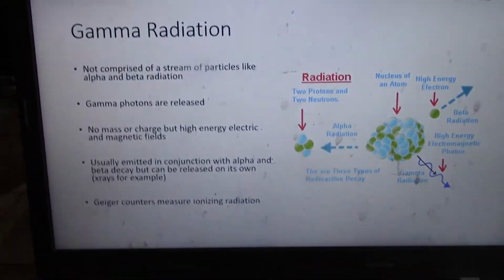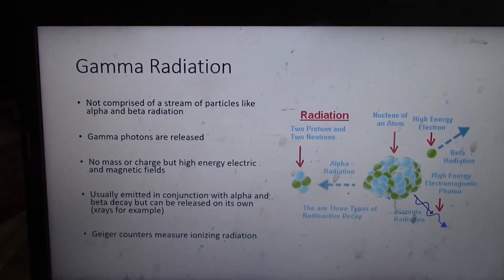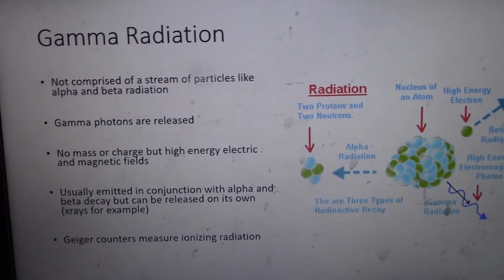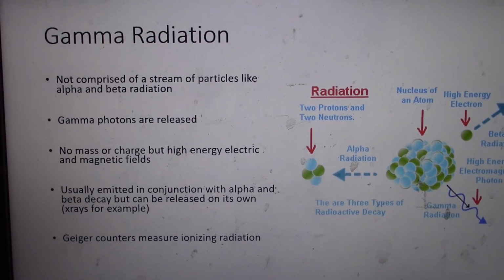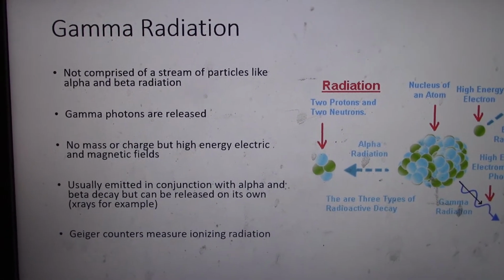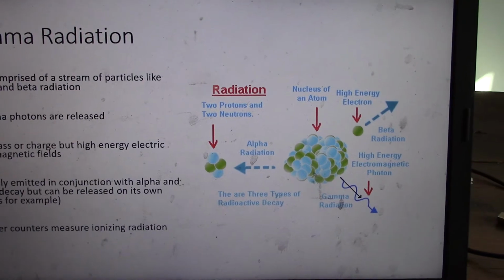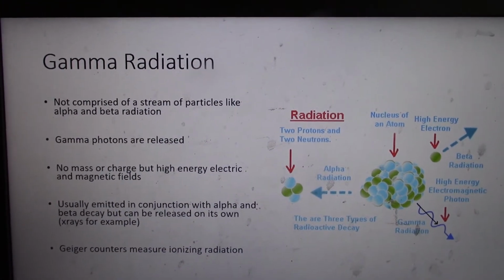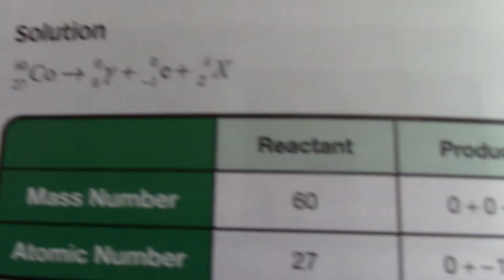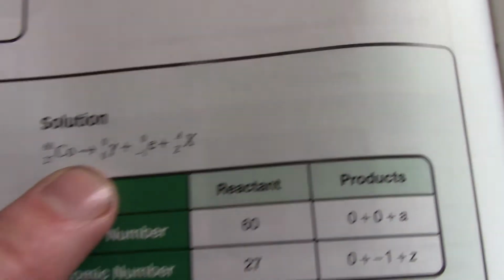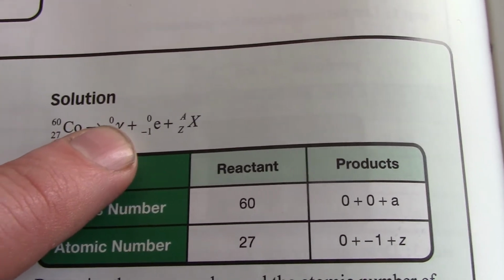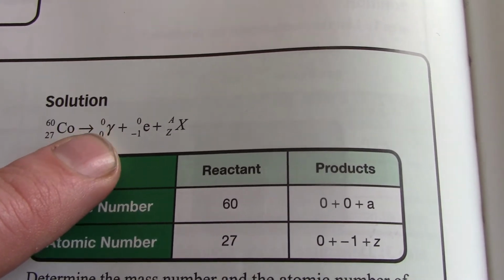Gamma radiation is also something that's produced from nuclear decay. There's no mass or charge. It'll be produced in conjunction with alpha and beta decay. So you'll see it as part of a product, but it doesn't have any effect on the math. You'll just see it in there. This is how you'll see gamma radiation: if gamma radiation is produced, you'll see it as a product with this gamma sign. And that's on page 508.